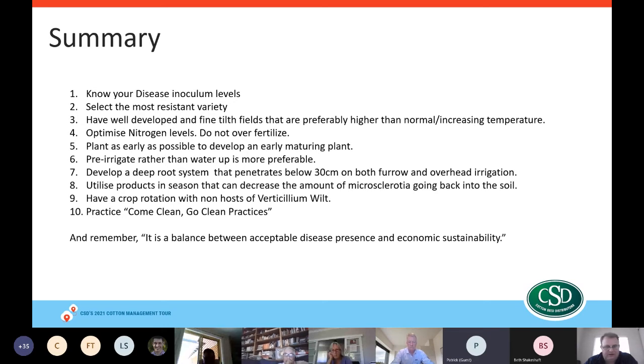And come clean, go clean is very, very important. We've probably forgotten about it a little bit, in terms of making sure that you're coming onto properties with clean cars and clean shoes. And remember, it is a balance between acceptable disease presence and economic sustainability. We've got to live with this, but we can still get reasonable and pretty good yields. It's not one shot to cure this one. It's a combination of different management practices to make the crop as efficient as possible under the disease incidence.